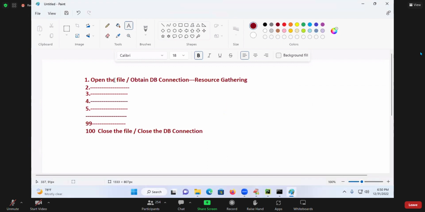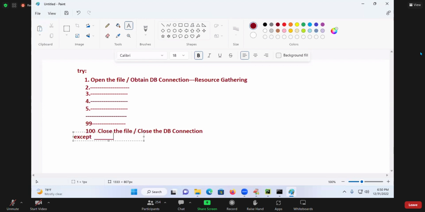Resource cleaning up, relinquishing the resources. This line is called resource closing. Cleaning up the resources, giving up the resources. Everything is written in one place. In this place, some sort of exceptions are there.